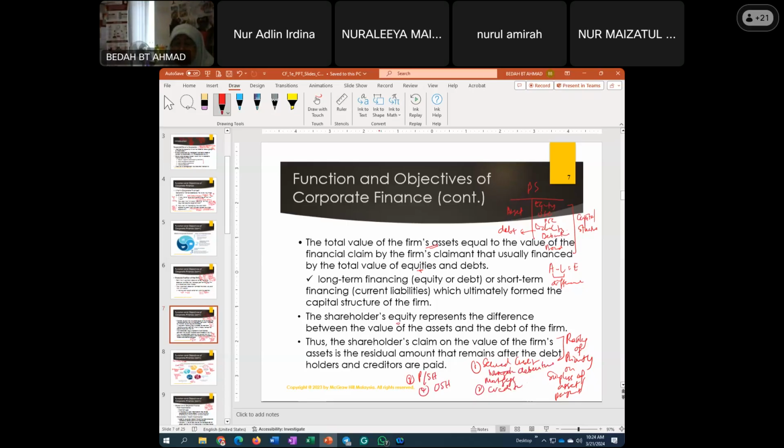So you can see equity shareholders' claim is the residual. Residual means surplus. If there is any balance, then the assets will be paid to the shareholders after all the creditors and debt holders, not debtors, debt holders, are being paid.